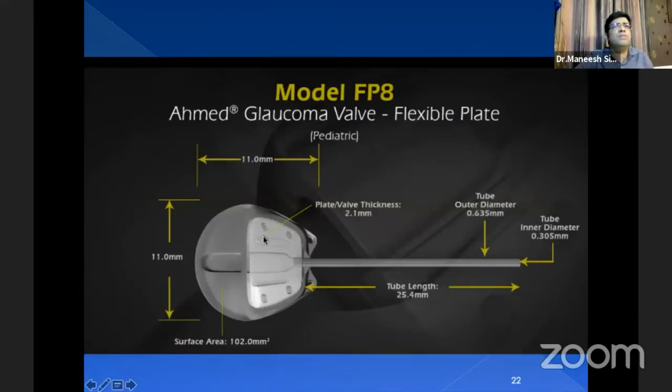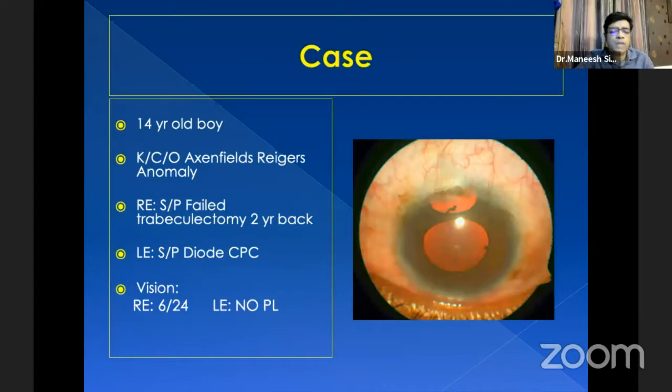Also, in case you're doing an inferonasal surgery where there is a space crunch, or you're doing a post-buckle surgery and you're not getting enough space for putting the FP7, in these cases you can try the FP8. Since the FP8 has a smaller plate, you are expected to have lesser IOP reduction compared to an FP7.